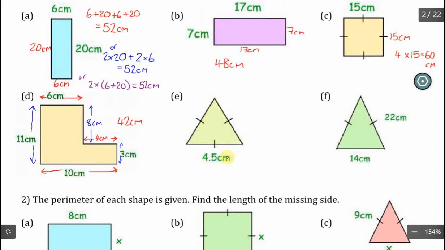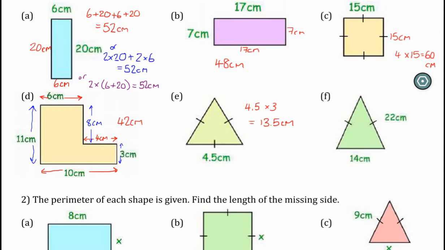The triangle, this is an equilateral triangle, because we're told that all these lengths are the same. So we've just got 4.5 and we've got 3 of them. So that would be 13.5.